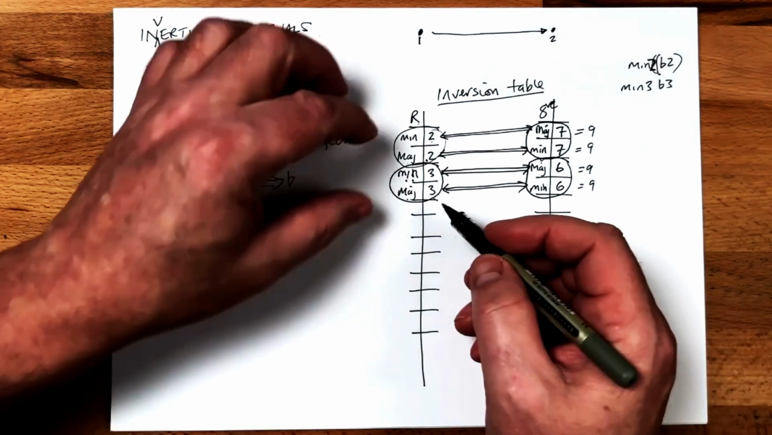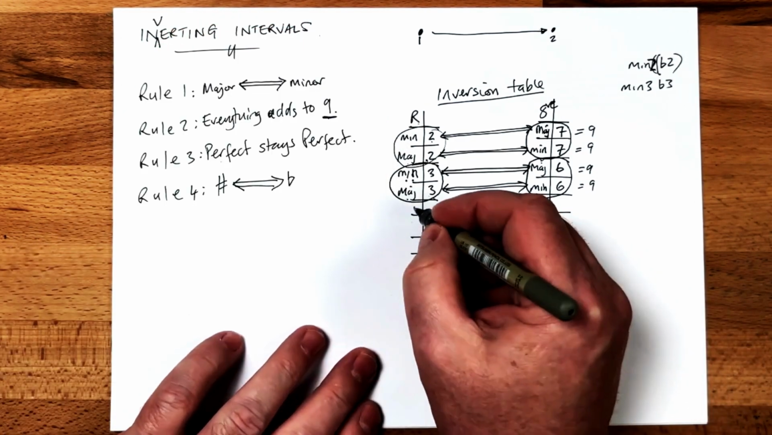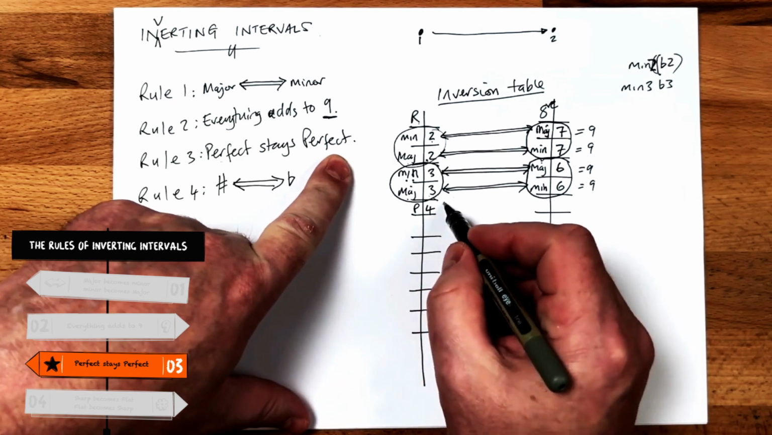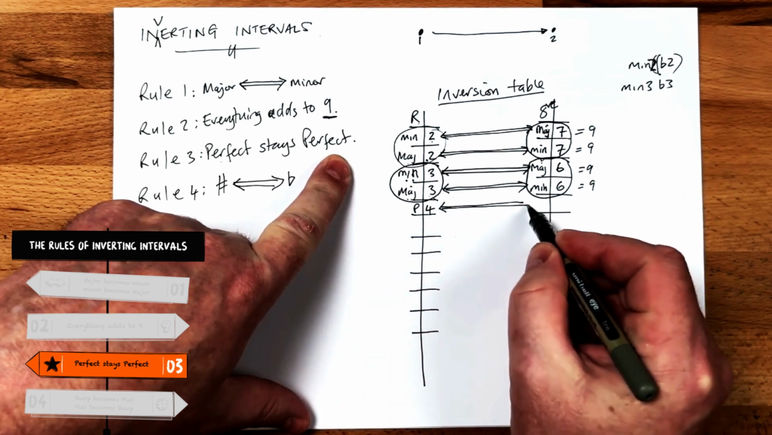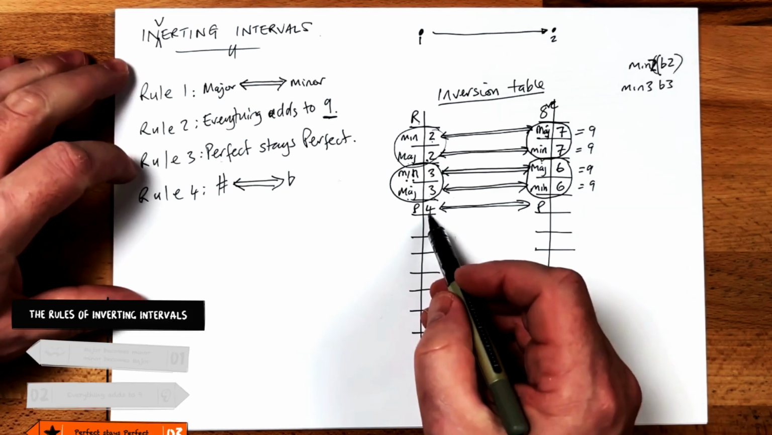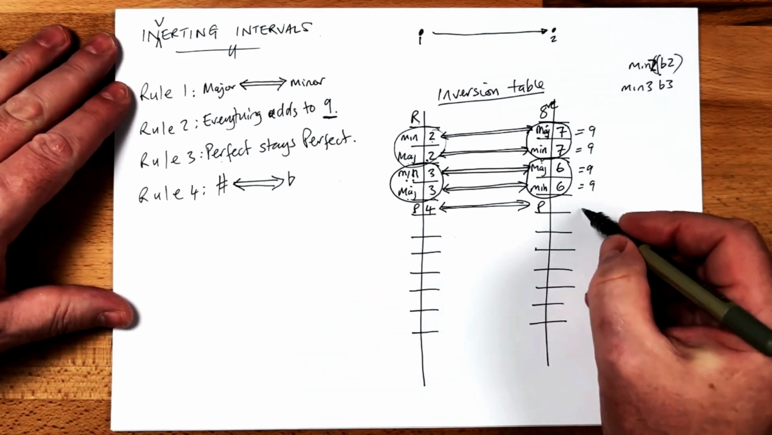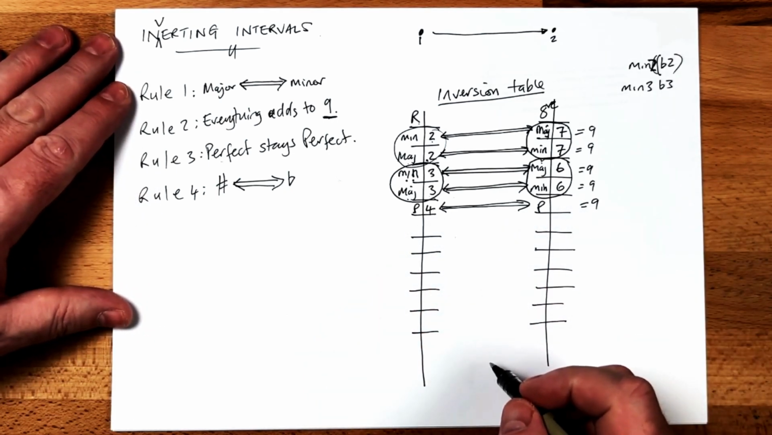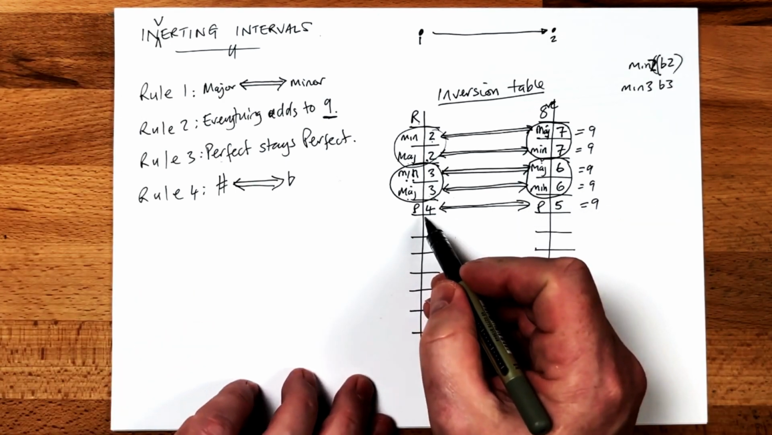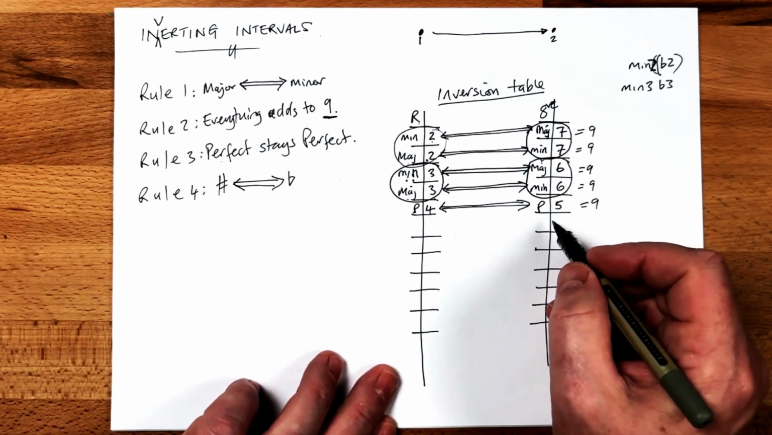The next interval is not major or minor. The next interval is a perfect fourth. The rule is that perfect stays perfect. So if I do a little vice versa thing there, P equals perfect. So that's that rule taken into consideration. But look at the number. The number is 4. Everything has to equal 9, remember? So 4 from 9 equals 5. If we invert a perfect fourth, we will get a perfect fifth.